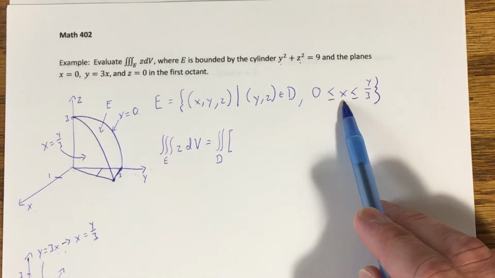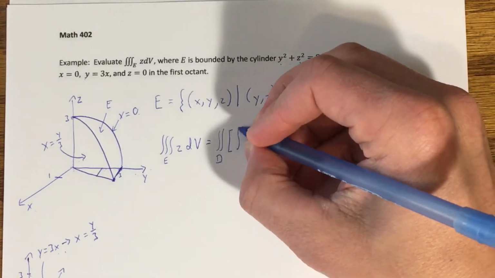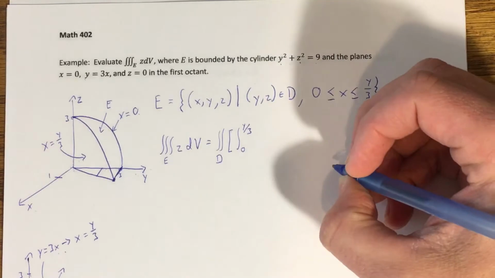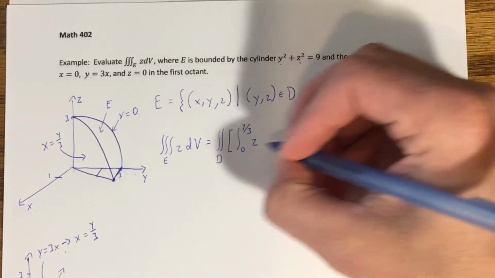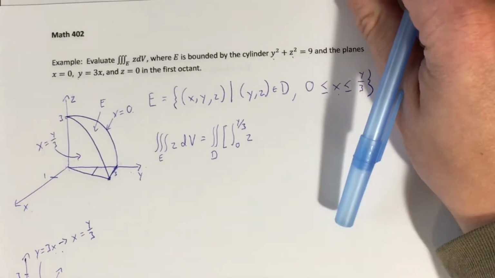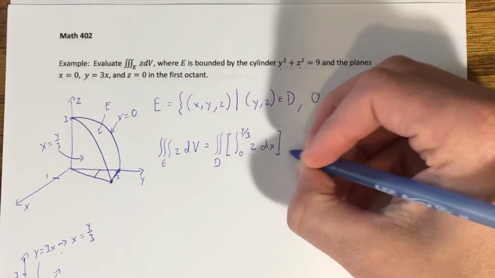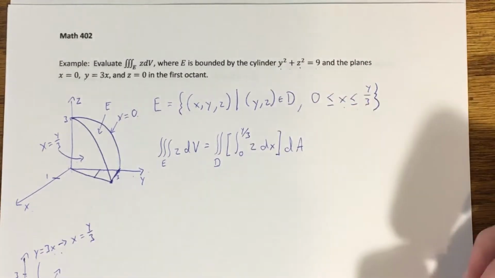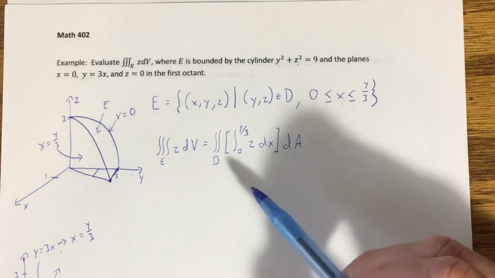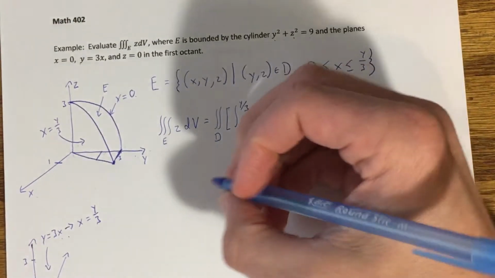First variable I'm going to integrate with respect to x, and these are going to be the limits 0 to y over 3. My integrand is still z, but again integrating with respect to x here, so dx. And then I have a dA out here. And we'll deal with the double integral and this dA after we've dealt with what's going on in here first.